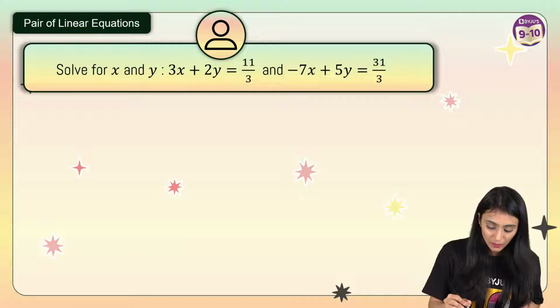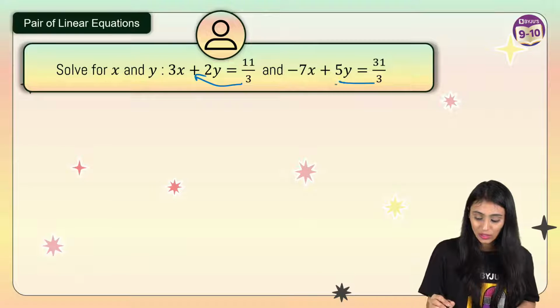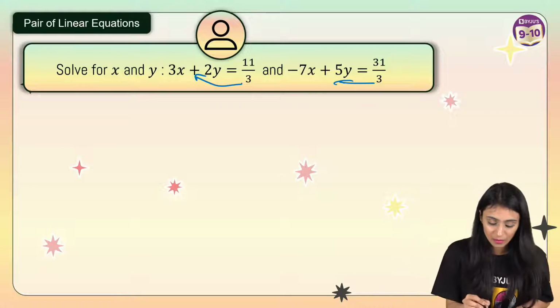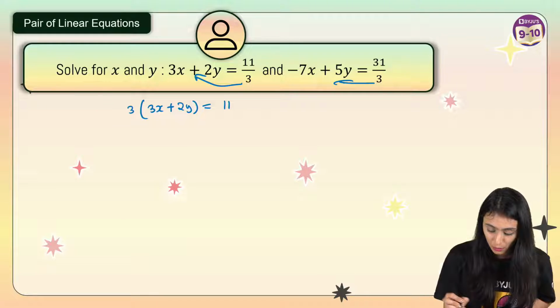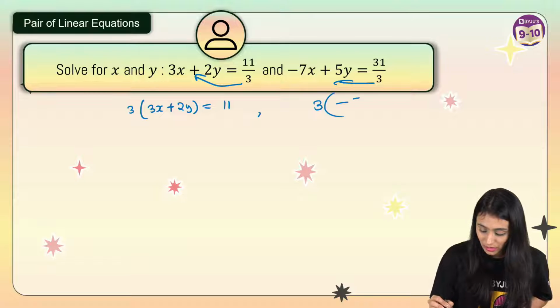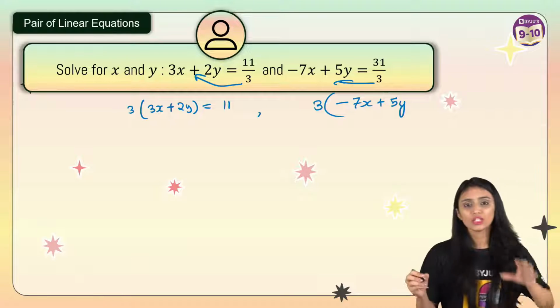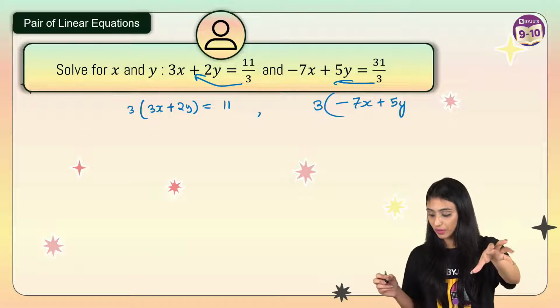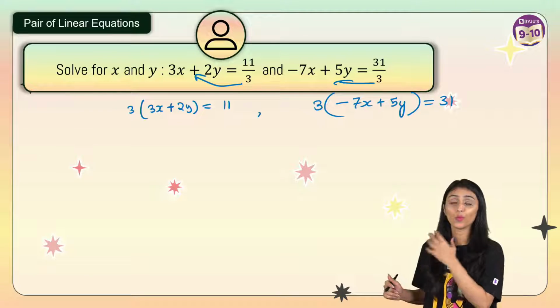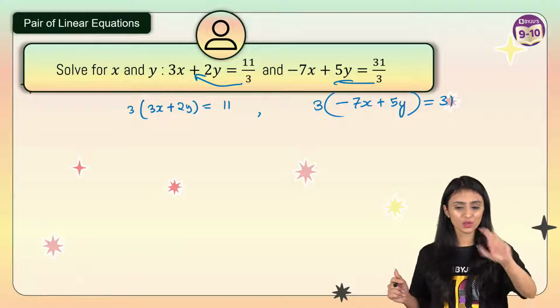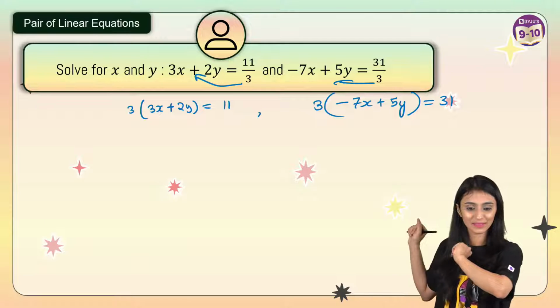One way to do it is you take this 3 to the other side, and it will become very simple. Once I take 3 to the other side, it's going to be 3 times 3x plus 2y equals 11. Another one would be 3 times minus 7x. After this, tell me, which method would you prefer if you had to solve this question? Tell me. It's a very simple question. What do you think? Is the student who had this doubt here?